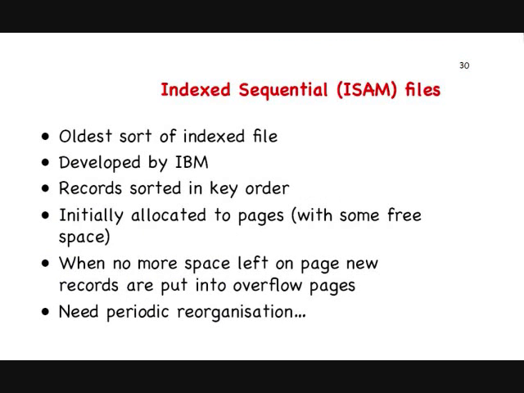Now, we'll talk about ISAM files a bit, and then we'll talk about B trees, and we're just about on time. Good. So, ISAM is the oldest sort of indexed file, developed by IBM in about 1960-something, a long time ago, but it's endured well. The idea is that records are sorted in key order. We allocate a certain number of records to each page. We leave some free space because we know that we might come back and add some more to it.